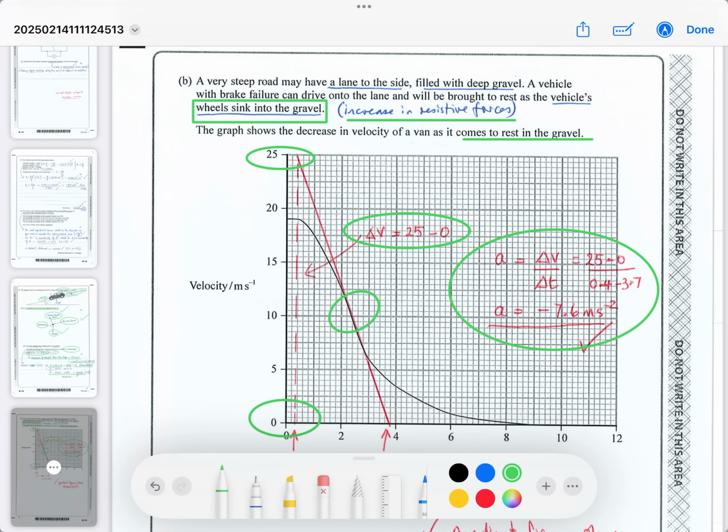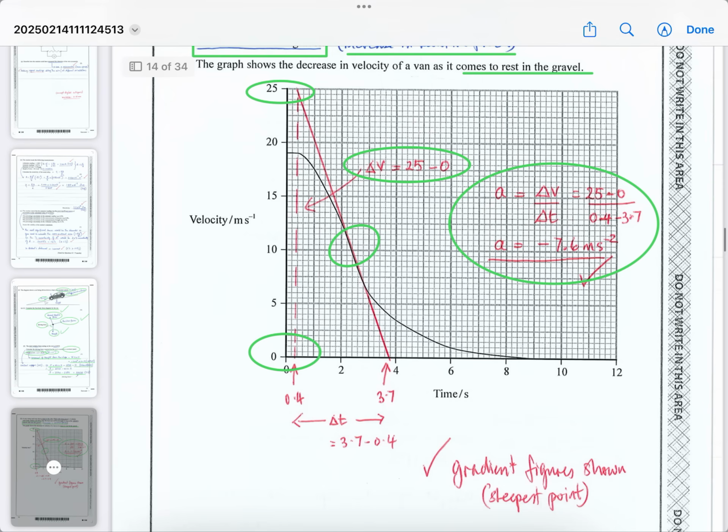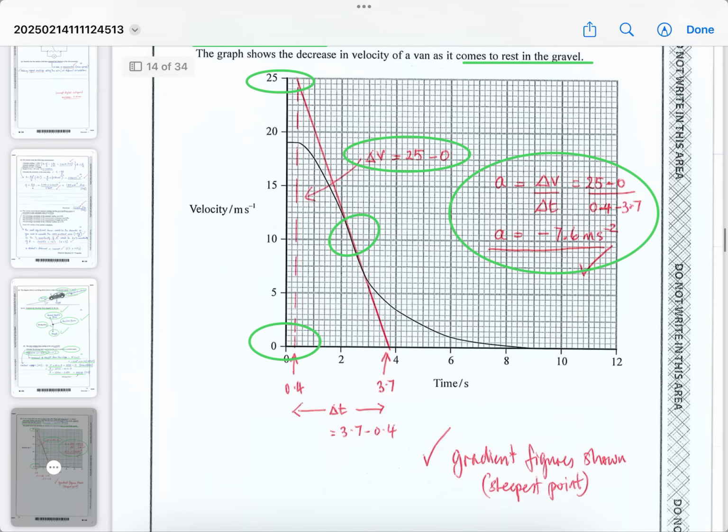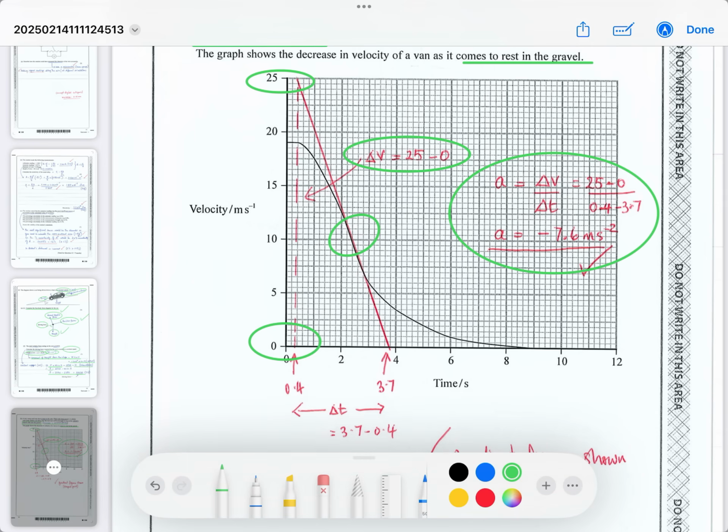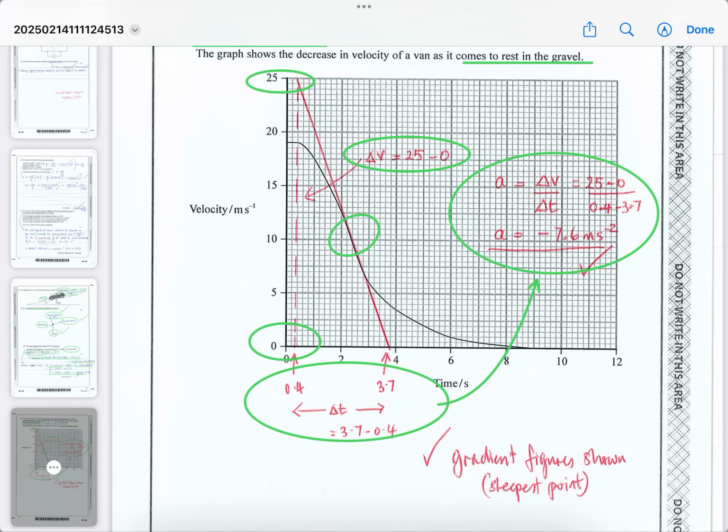Use a large triangle, don't use a small triangle. The bigger your triangle, the smaller your percentage uncertainty in your calculations. Then the time difference is also shown on the finishing point of my triangle, 0.4 and 3.7. So this is the change in time. I put both of these values into this equation, and I like to show my calculation on the graph. So the gradient figures are shown at the steepest point of the line. That's the tangent, it's the instantaneous maximum acceleration.